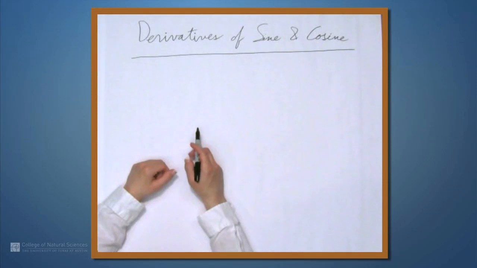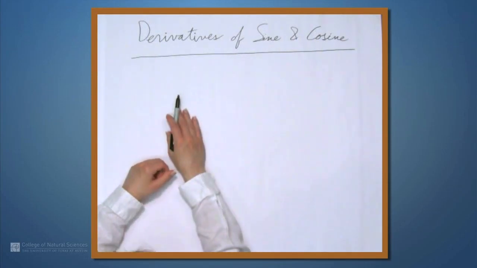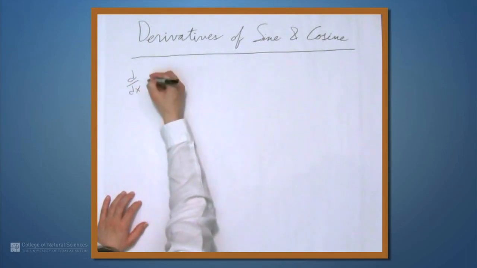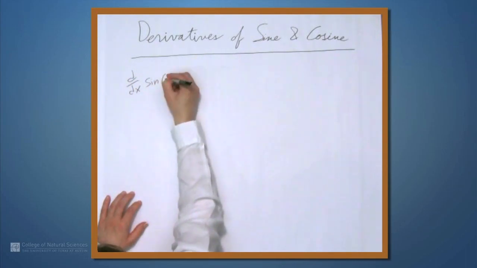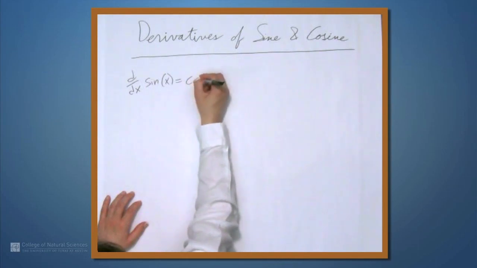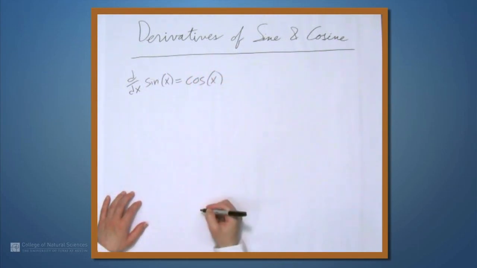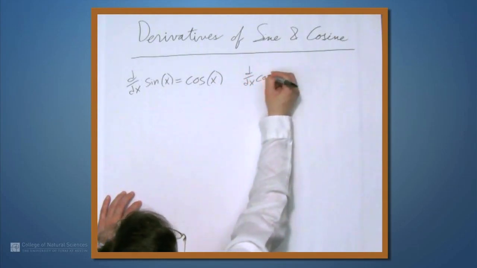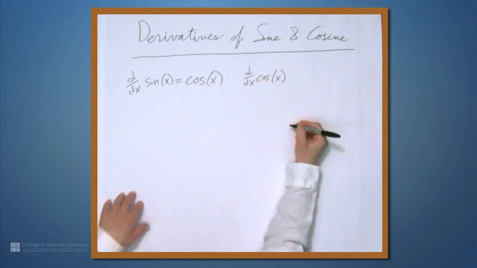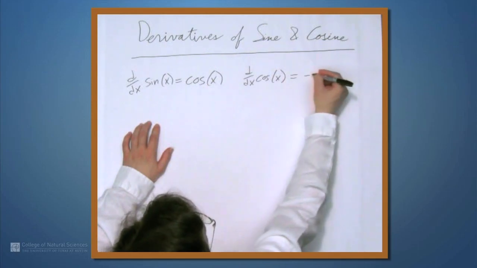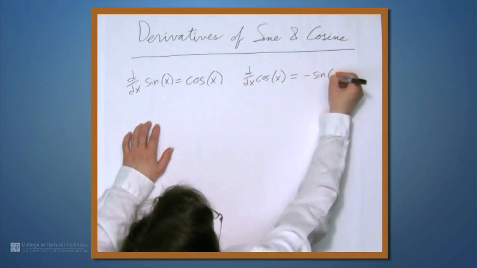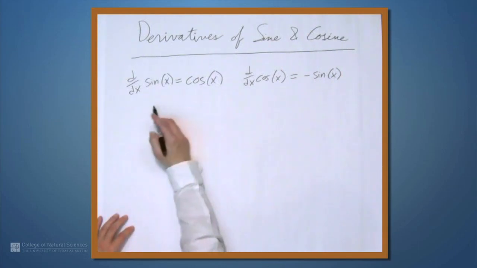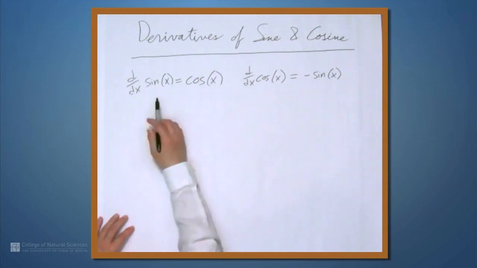So we're here at the example table, and in this video we're going to look at the derivatives of sine and cosine. So just to remind ourselves what those are, the derivative of sine of x is cosine of x, and the derivative of cosine of x is not quite sine, but almost. It's negative sine of x.